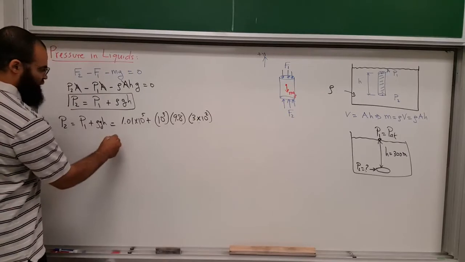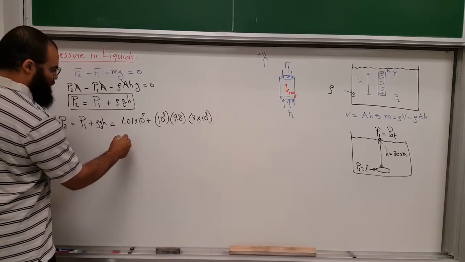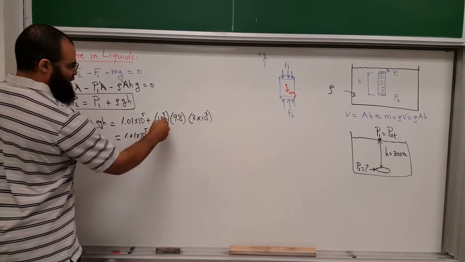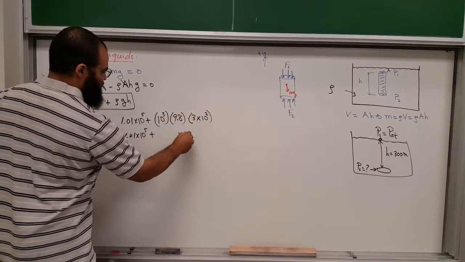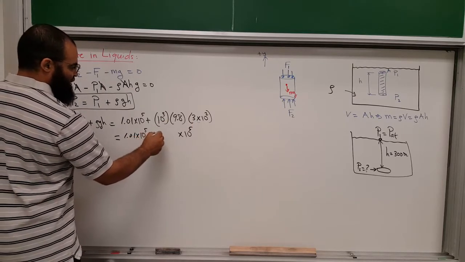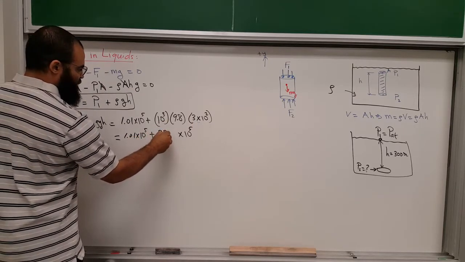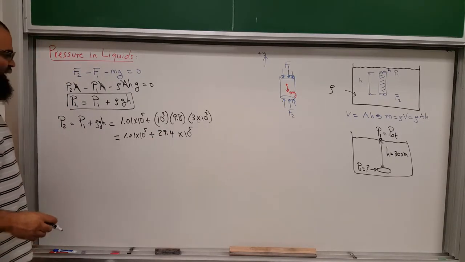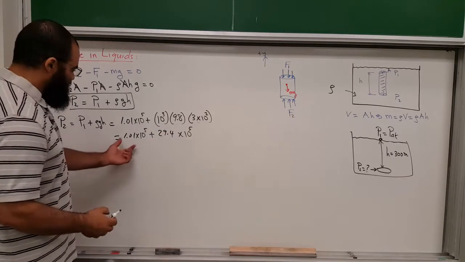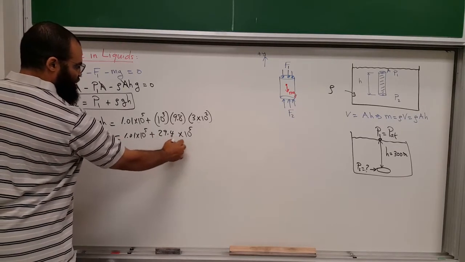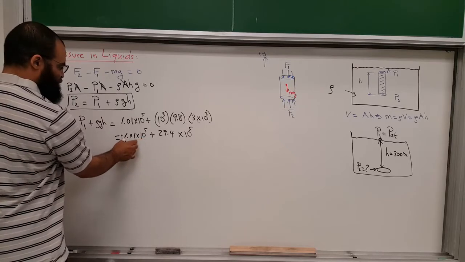So we get 1.01 times 10 to the 5th plus 10 to the 3 times 10 to the 2, which is 10 to the 5th. And 3 times 9.8, I believe, is 29.4. And so you can see this is about 29 atmospheres because it's 29.4 times 10 to the 5th. And this is 1 atmosphere.